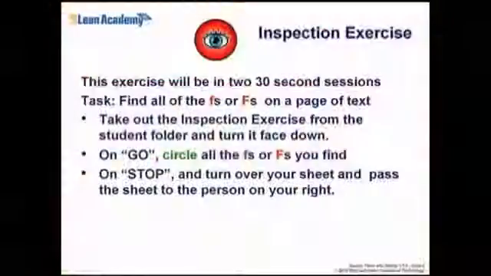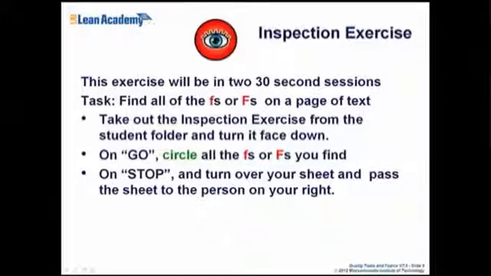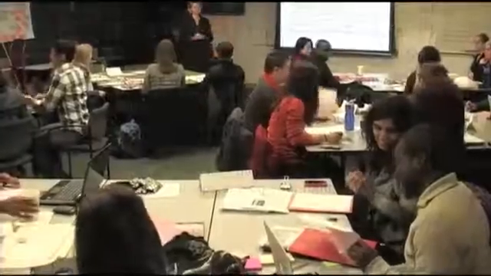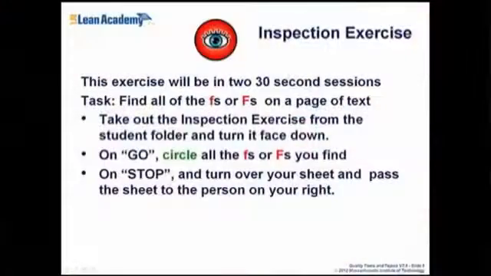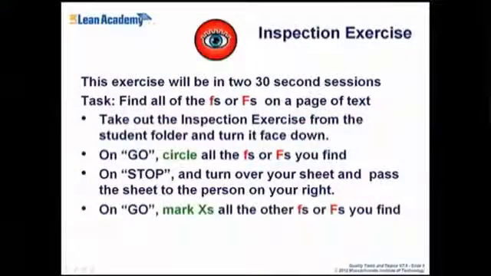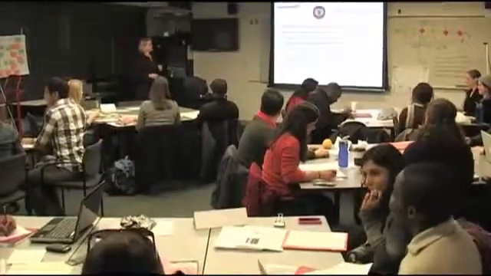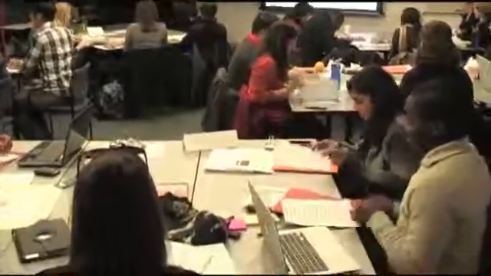And stop. Turn your paper over. Pass the sheet to the person on your right. Turn it face down. All right, this is the second inspection. Now on the paper, when you turn it over, you're going to mark X's on all the other F's you find that were not found the first time. Ready? You have 30 seconds. On your mark, get set, go.